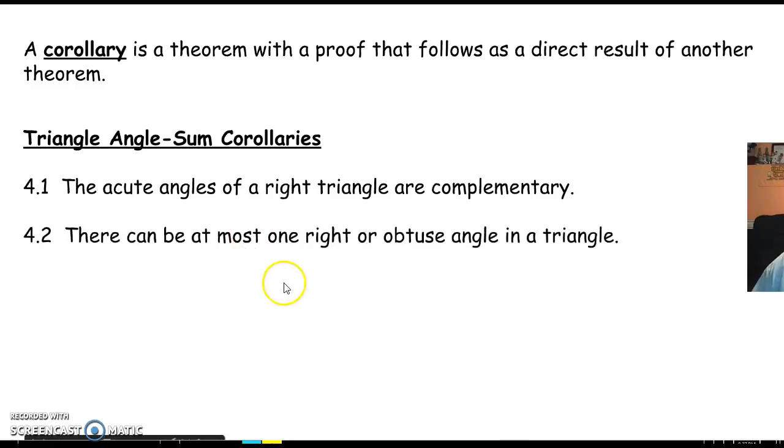There can be at most one right or obtuse angle in a triangle. The triangle angle sum theorem we learned in this lesson says that the sum of the angles of any triangle is 180. Well, if it has two right angles in it, that's already 180 before you add the third angle. Two obtuse angles, which are more than 90, if you add those together, you get something greater than 180. So it can't be. They can only have one right or one obtuse angle in a triangle. And thus, that is the end of lesson 4.2.